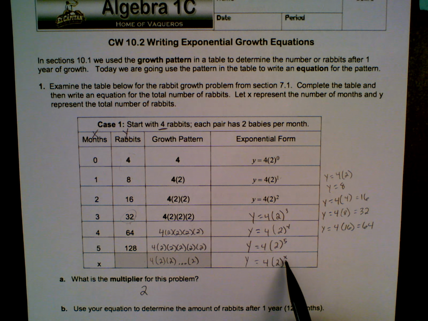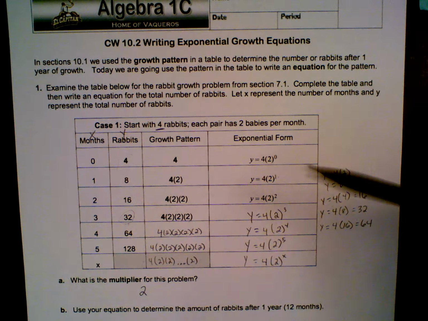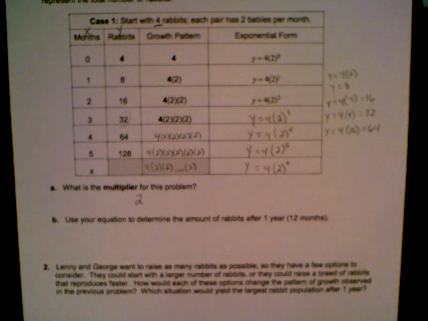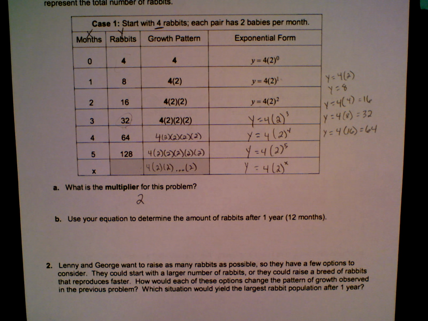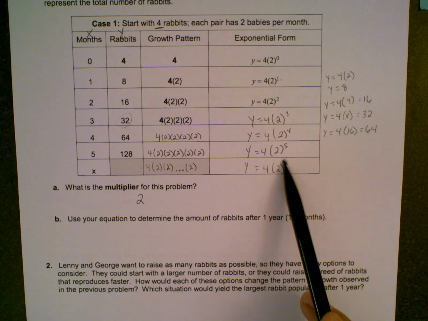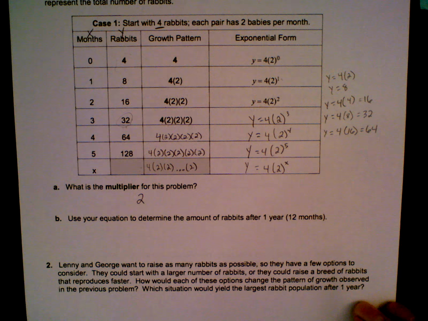The last part of it is this x right here. And if you notice right here, we've got a 0 for 0 months. That matches up. 1 matches up. 2 matches up. So that's how many times we are carrying out multiplying by 2. So if we want to know how many is for x months, that's going to be x. So that's our number of months.